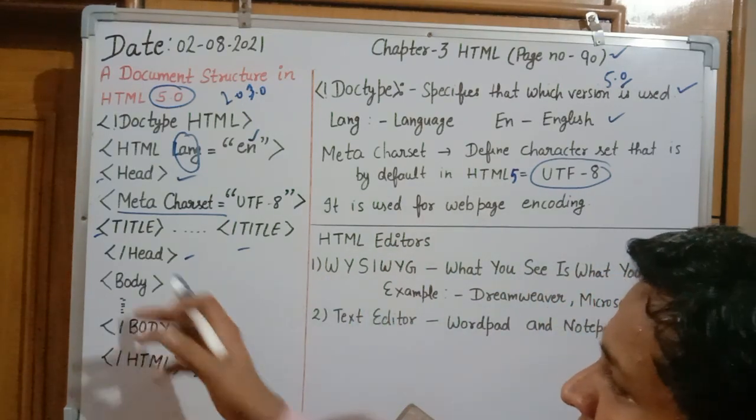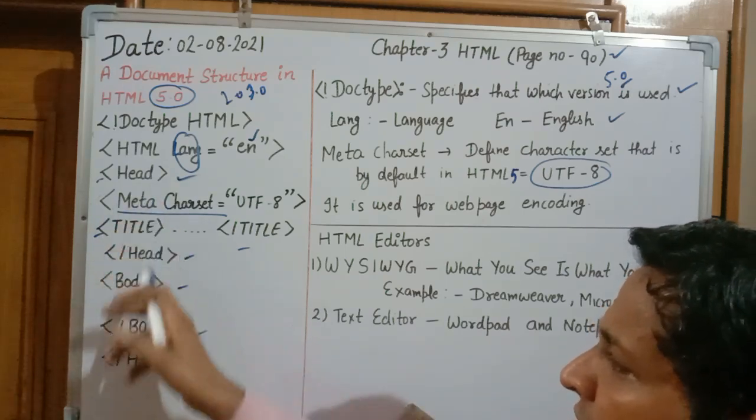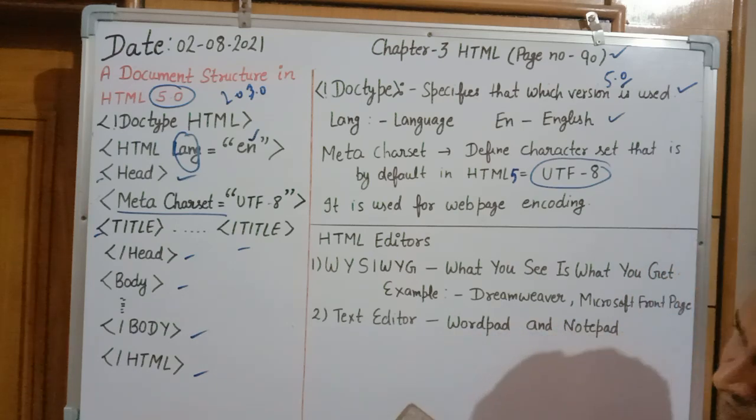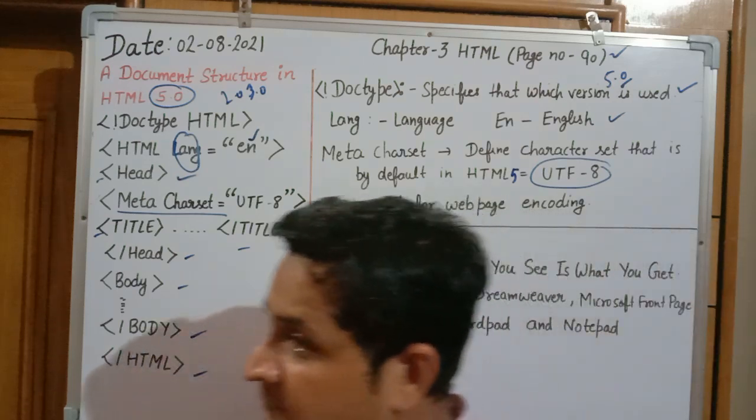Afterward, the rest is the same. Title will start, title will close. Afterward, head will close after title. Then body will start, body will close, and html. So this is the basic structure of an HTML 5.0 program.